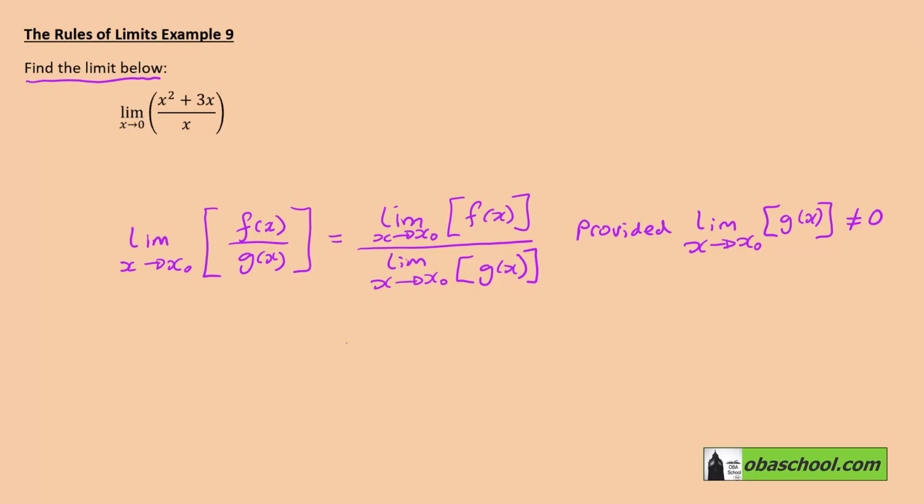Now, in this case, we can see that the limit as x tends to 0 of x is equal to 0. So we cannot do this one by division, and we would need to separate the fraction and do it as an addition, as we did in example 1.